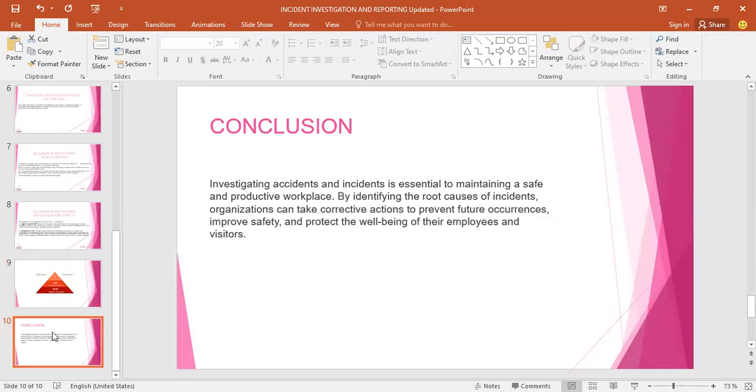In concluding, investigating accidents and incidents is essential to maintaining a safe and productive workplace. By identifying the root cause of incidents, organizations can take corrective actions to prevent future occurrences, improve safety, and protect the well-being of their employees and visitors.